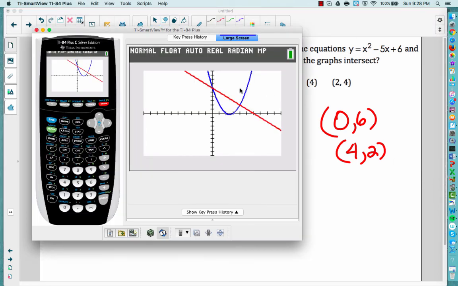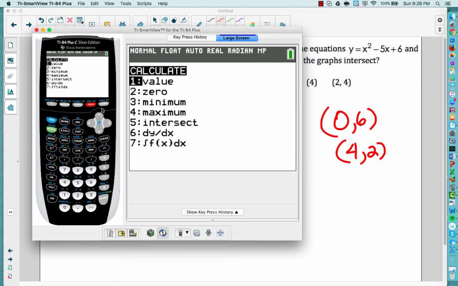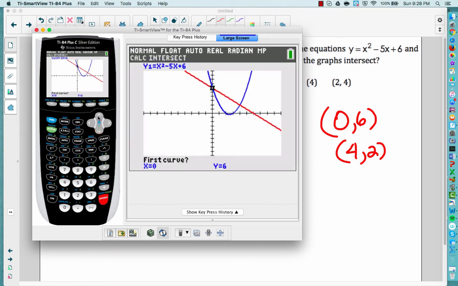All right, but we're going to check with our calculator. So to check for the intersection point, if it wasn't so clear, you'd press second and then calc up here. And you may see now on this calculate menu, there's an intersection. So I'm going to go to number 5 and press enter. Now it's going to ask you for the first curve. I want to be above the intersection point a little bit, so I'm going to go above it, and I'm going to press enter.